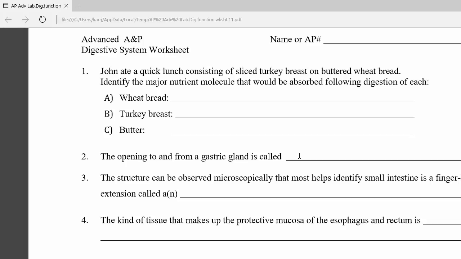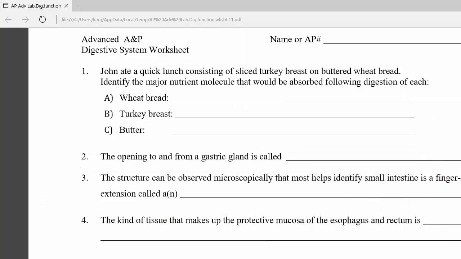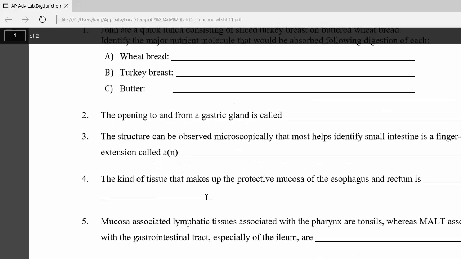The opening to and from a gastric gland is called a gastric pit. The structure that can be observed microscopically that helps identify the small intestine is a finger-like extension called a villi, or villus, if you're talking about one.